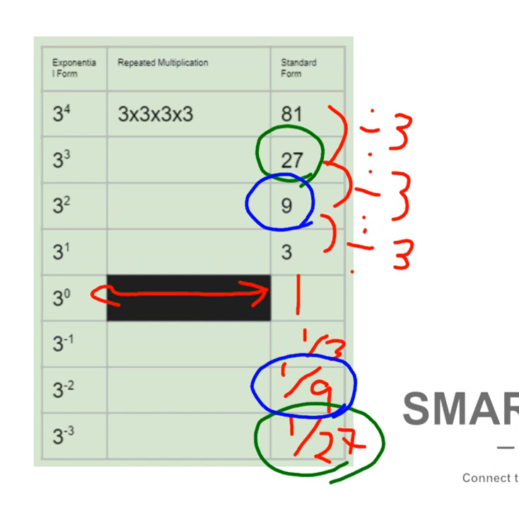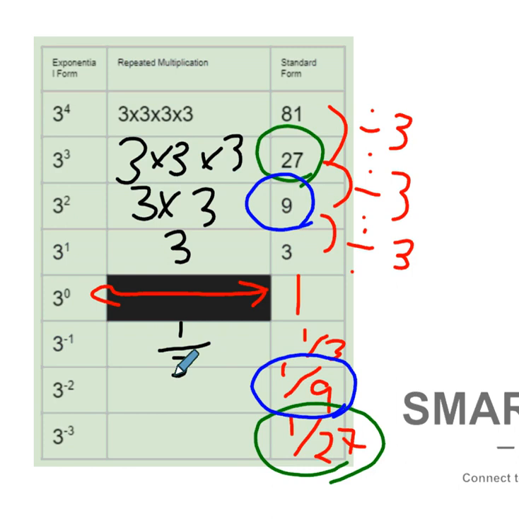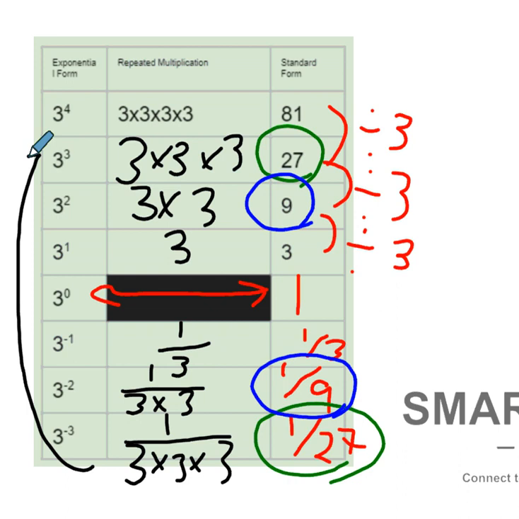As a repeated multiplication, again, 3 to the 3 is just 3 3's repeated. 3 to the 2, 3. Now, again, this is tricky. 3 to the negative 1, remember, I just write that as 1 over 3. 3 to the negative 2 becomes 1 over 3 times 3. And finally, 1 over 3 times 3 times 3. Again, it's just the reciprocal of the one above it. They're just reciprocals of one another. Again, 3 to the 0 was not 0, it was 1. And these negative exponents, we're not getting negative answers.